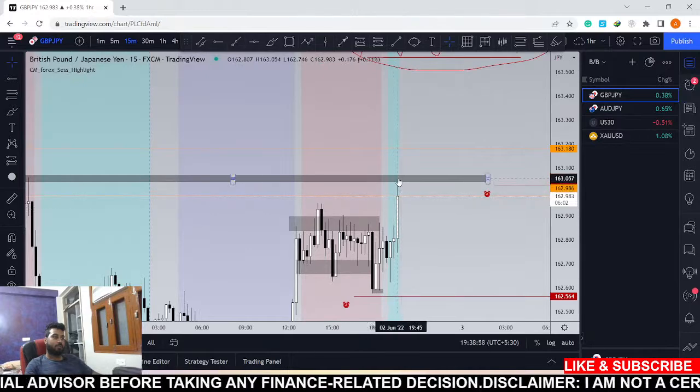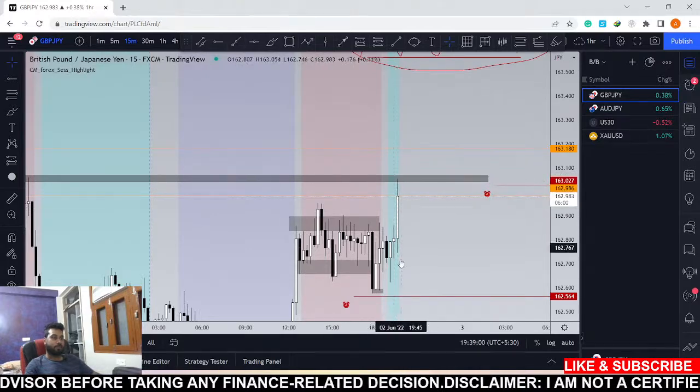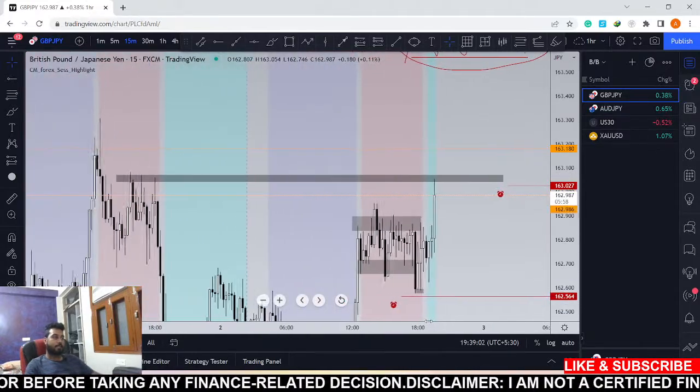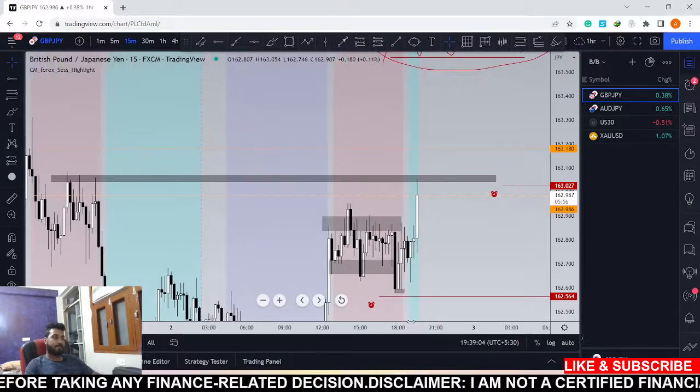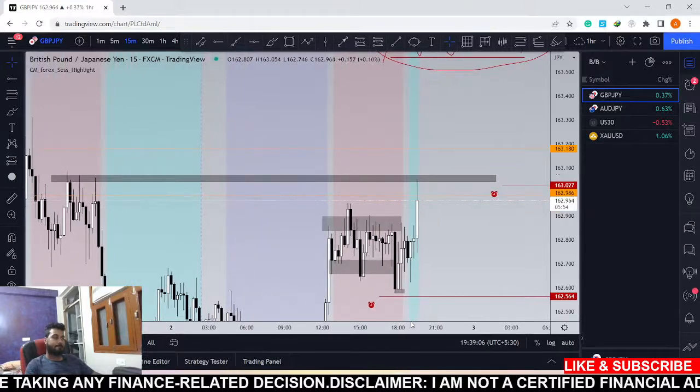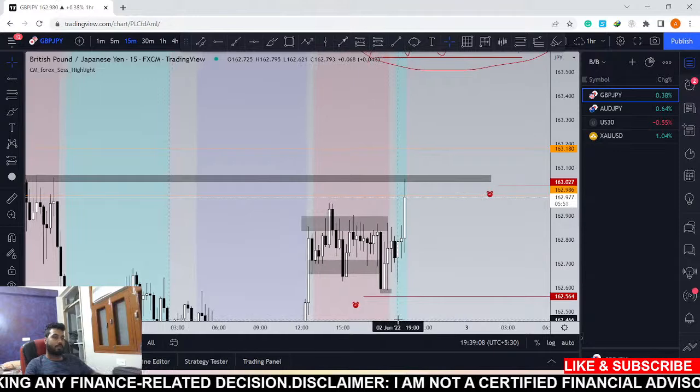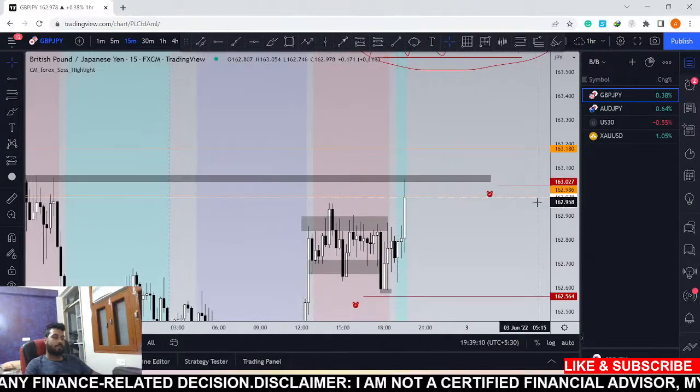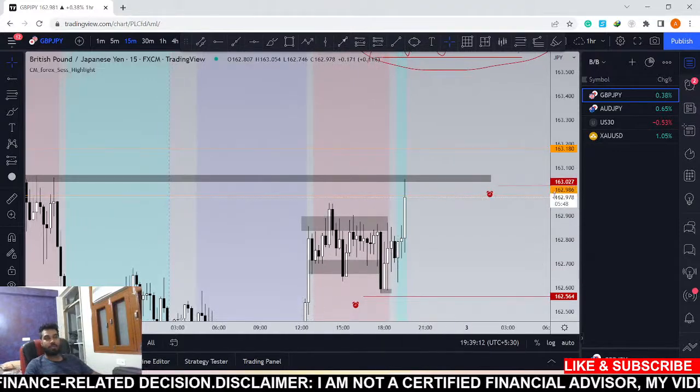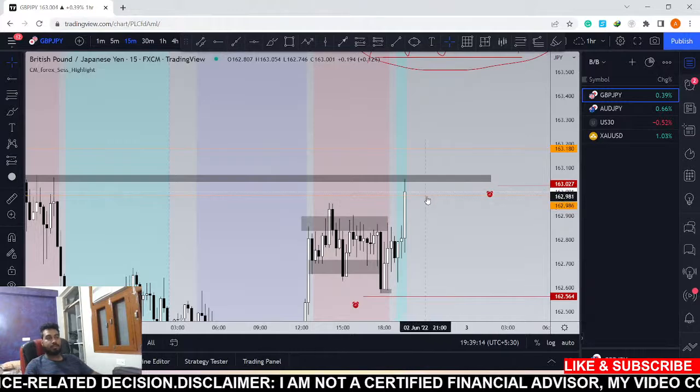See how beautifully this zone works. It is nothing, it is just support and resistance. Why I always say to wait for a 15-minute candle, this is the reason why I always say it.